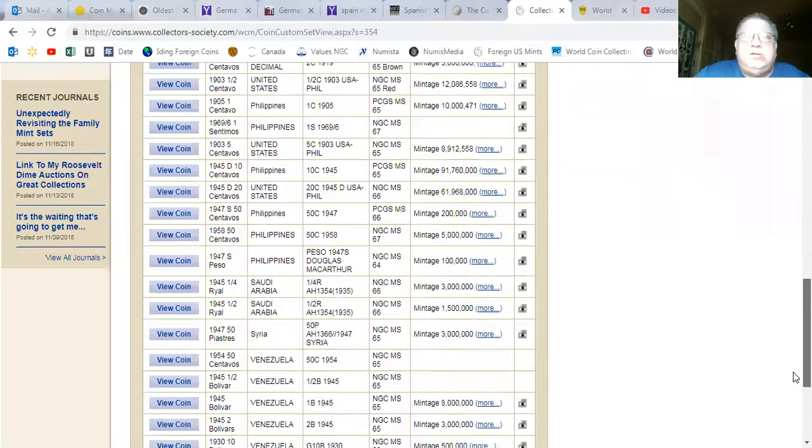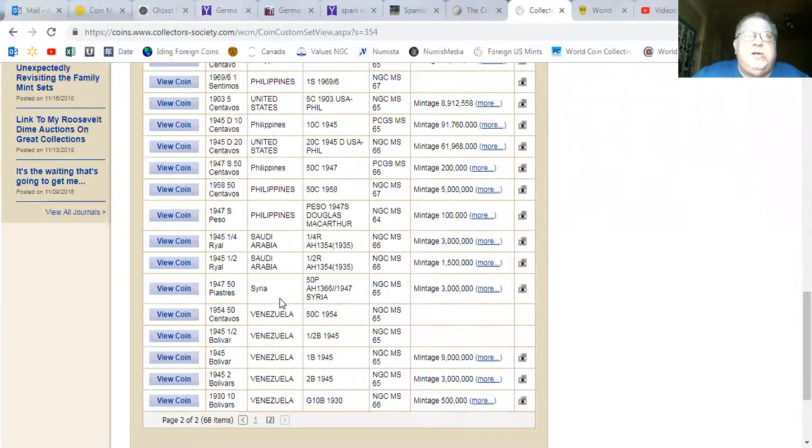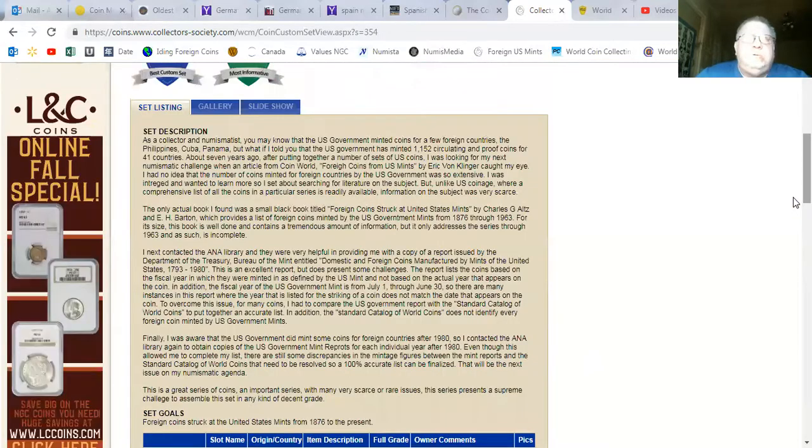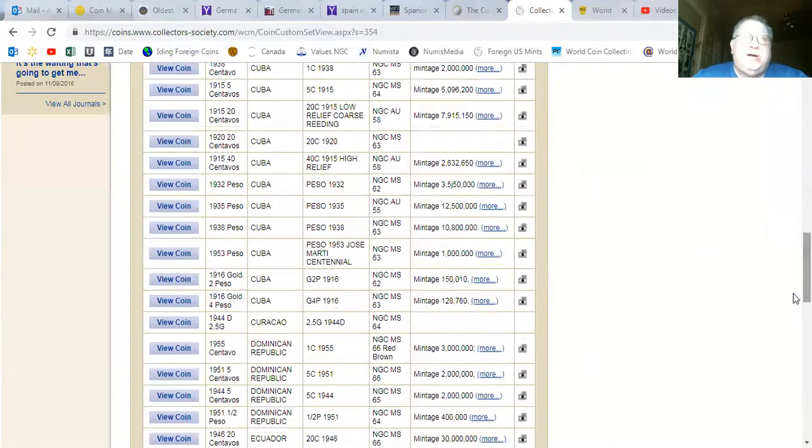And it gives you the mintages and all that because we're pretty good. There's Venezuela, Syria, Saudi Arabia, and yeah, Philippines. And what is that's page 2. I think it's page 2. There we go, page 1. This just gives you a little bit of a listing of what there is. Cuba, Krakow, Dominican Republic, Ecuador. Yeah. So the other thing is pretty cool.